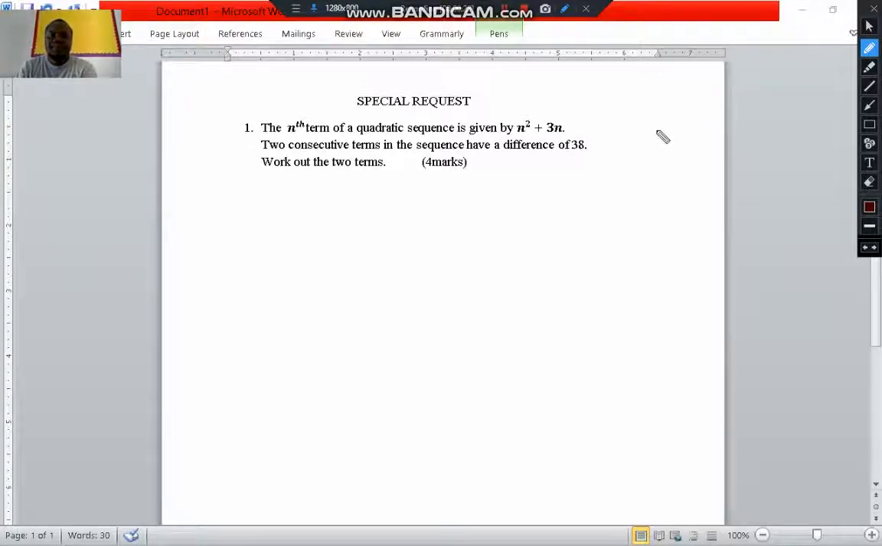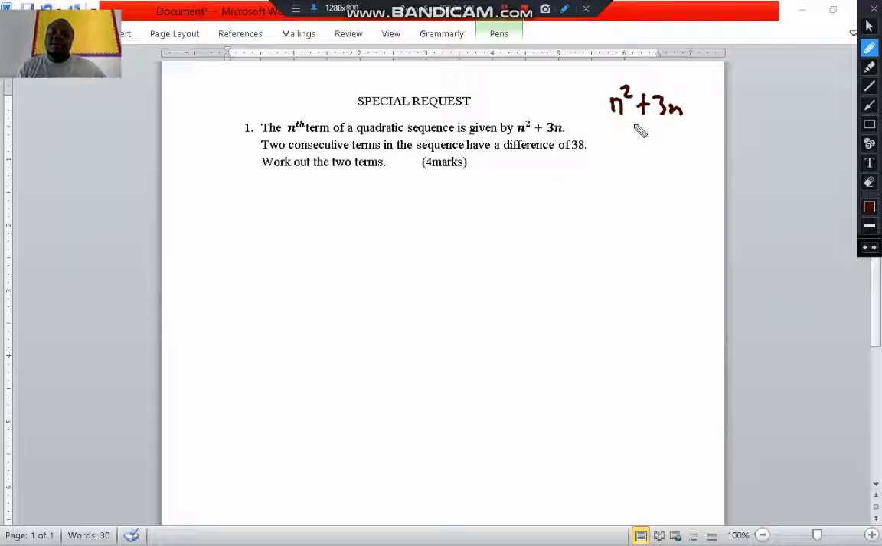The question says the nth term of a quadratic sequence is given by n squared plus 3n. Two consecutive terms in the sequence have a difference of 38. So there are two terms that follow each other in that sequence, and the difference between the two terms is 38. Work out the two terms. The question is worth 4 marks.